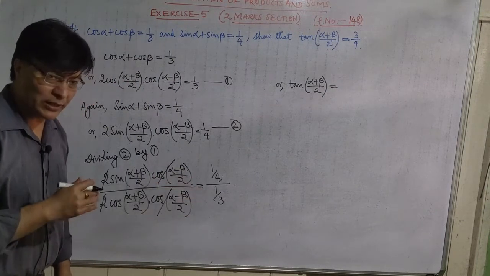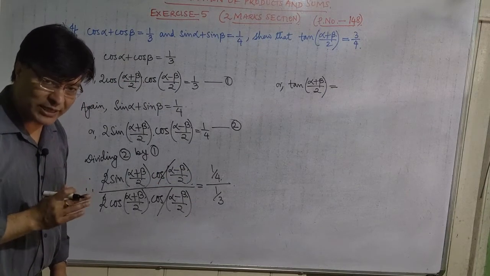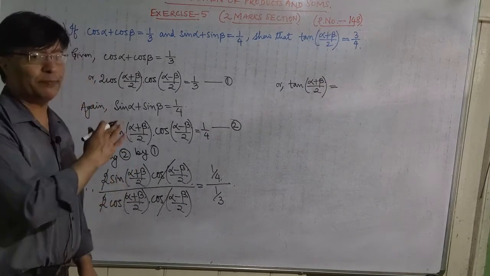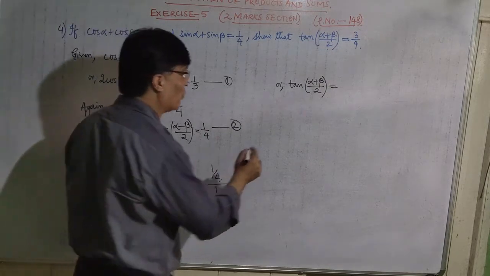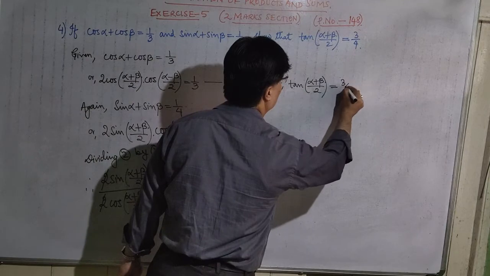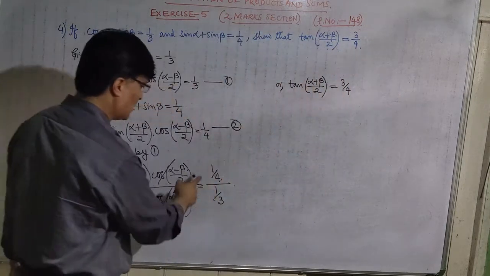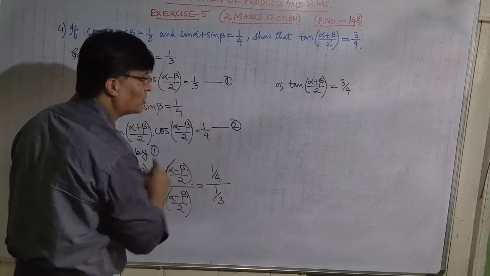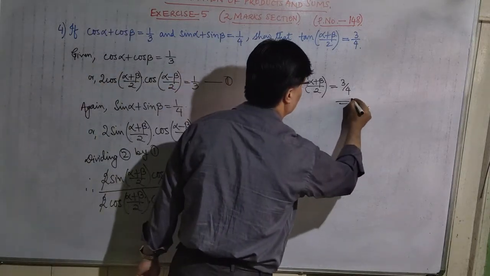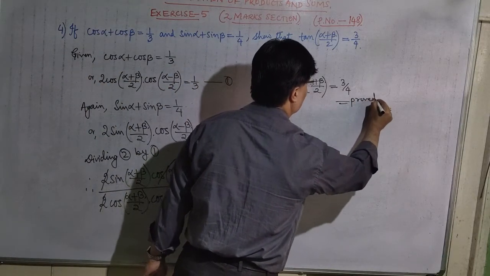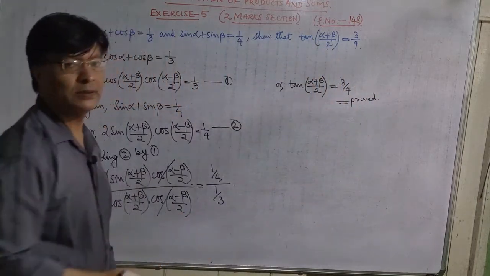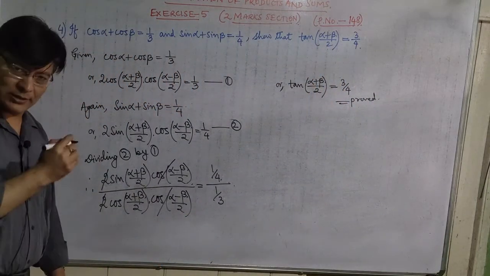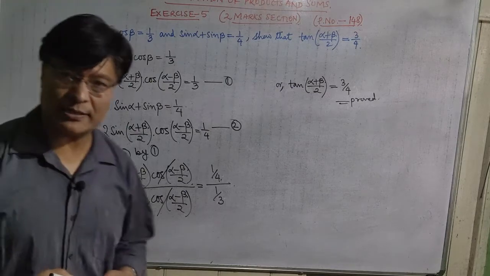When this 1 by 3, which is in the denominator, goes up in the numerator, it becomes 3 by 4, isn't it? So 1/4 into 3 by 1. After simplification, you will get 3 by 4. So it is proved. I think you have understood it, so you can copy it. Now we'll do the next question.